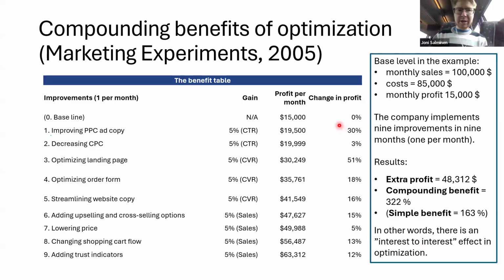So this is the logic of why you do a lot of individual actions, and all of them improve a little bit. Then in aggregate over time, it makes sense to invest in conversion optimization, because the benefits are cumulative.